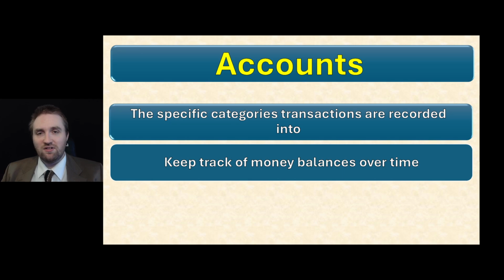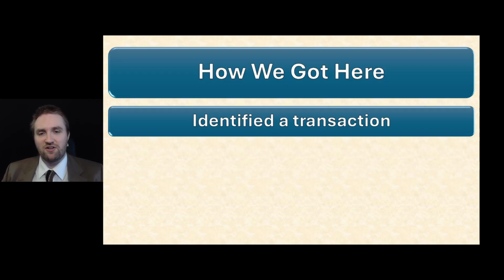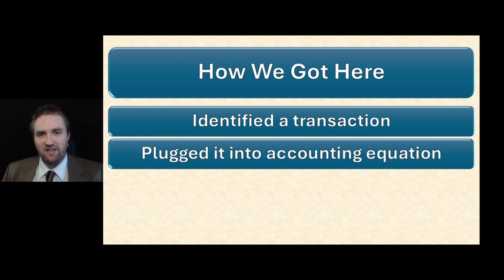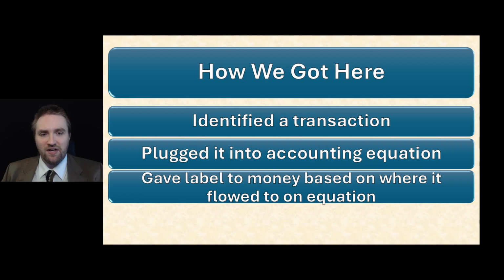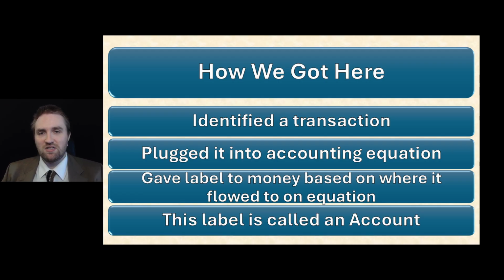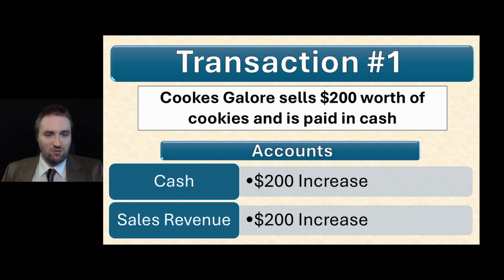And if you're lost at all, here's the full context for how we got here. First, we looked at a transaction. Then, we determined how the money in that transaction plugs into the accounting equation. And then, we gave a specific label to the money based on where the money belongs on the accounting equation. And we call this specific label an account. So for example, we figured out there was $200 in assets, and that specific asset account was called cash.